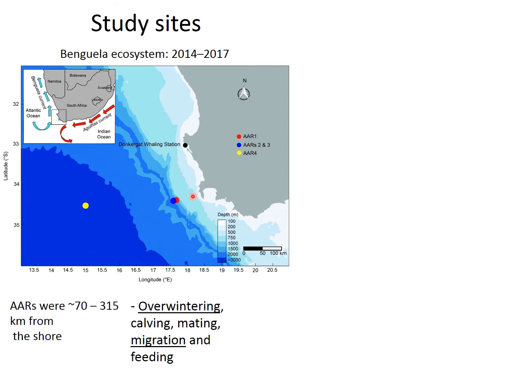And one other thing we can see with this deployment is the position of each deployment or mooring relative to the coast. ORAL 2 and ORAL 3 were about 70 kilometers from the nearest coastline, and then ORAL 4, which was further, was about 315 kilometers offshore.